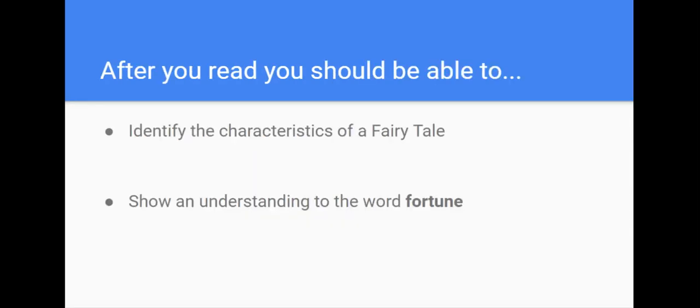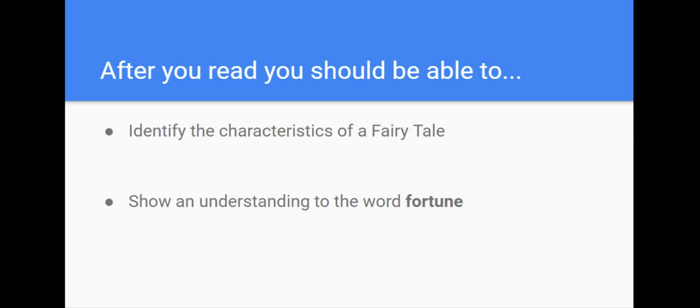So after we read this story, you should be able to identify the characteristics of a fairy tale. By the end of this, you need to know what parts make up a fairy tale. And also you need to show understanding of the word fortune. So in today's read aloud, again, we're going to be hearing the story of Beauty and the Beast. And this story actually is like a classic fairy tale. It has the once upon a time as the beginning. It has a royal character, it has magical characters or events, and it has a happy ending to it.